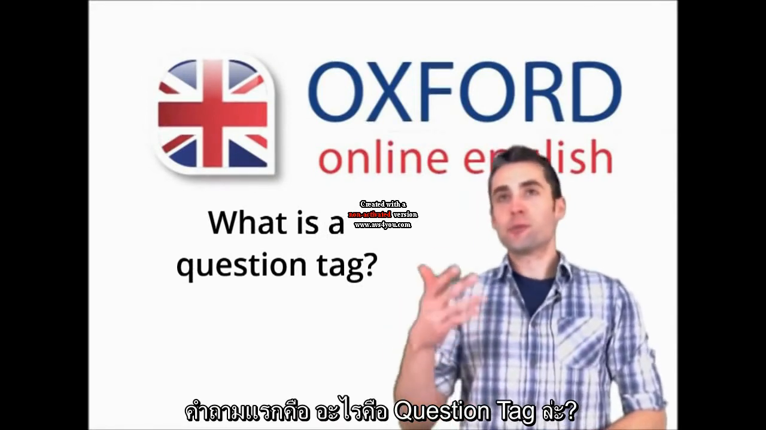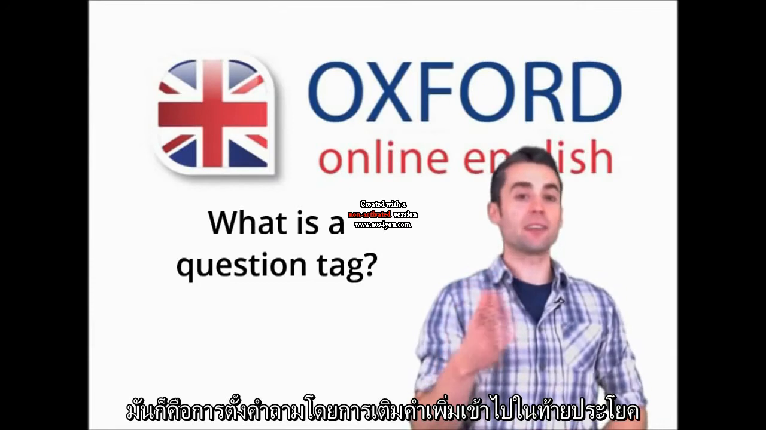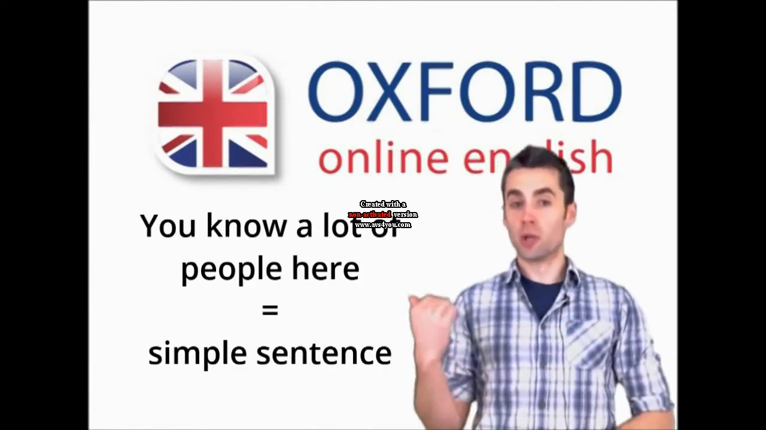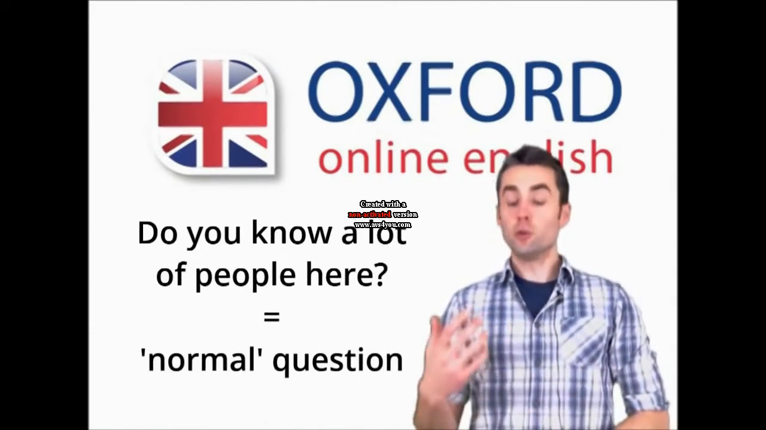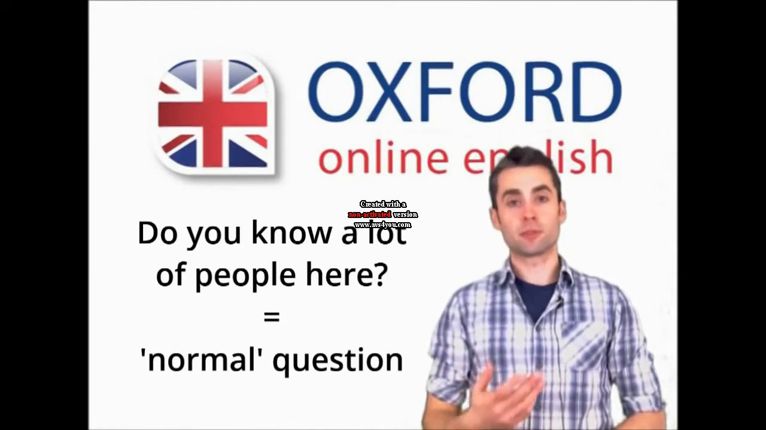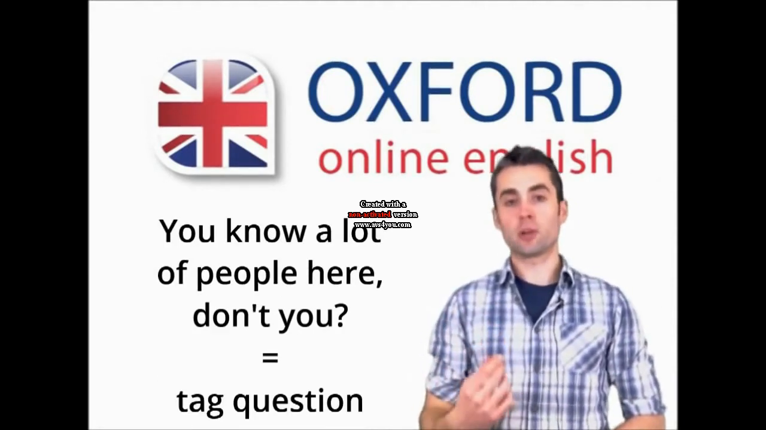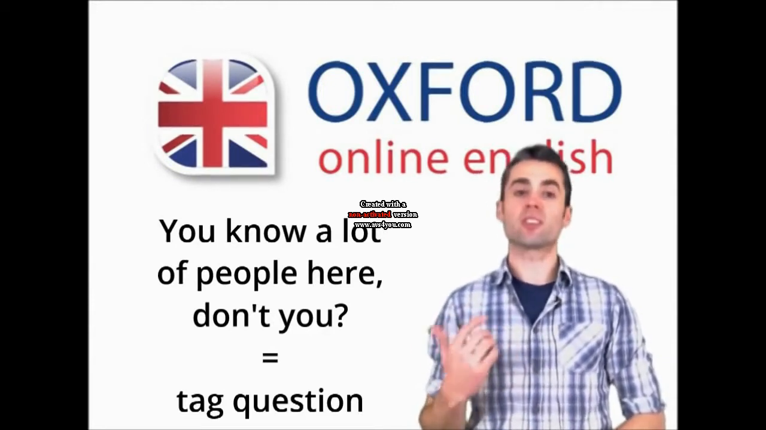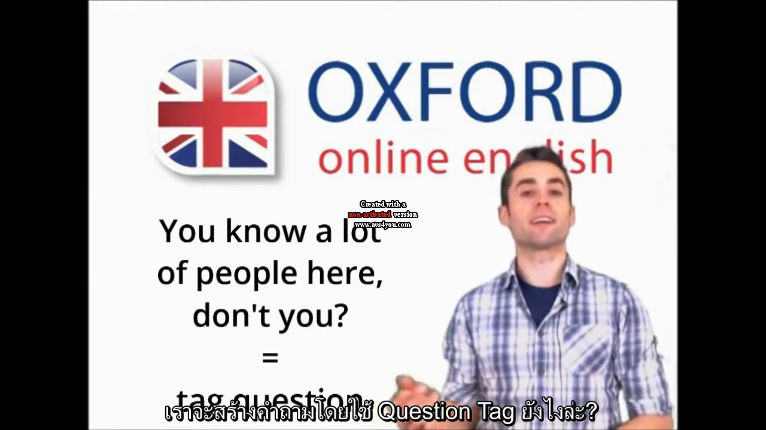Question 1. What's a question tag? It's when you make a question by adding words to the end of a sentence. You know a lot of people here. That's a sentence. Do you know a lot of people here? That's a normal question. You know a lot of people here, don't you? That's a question made with a question tag. So, how do you make a question tag?